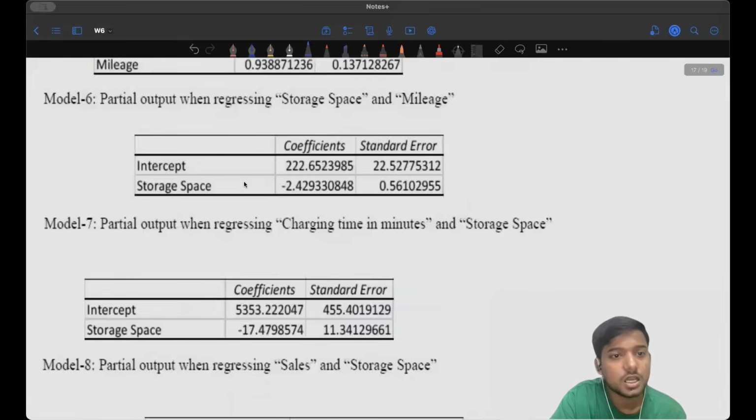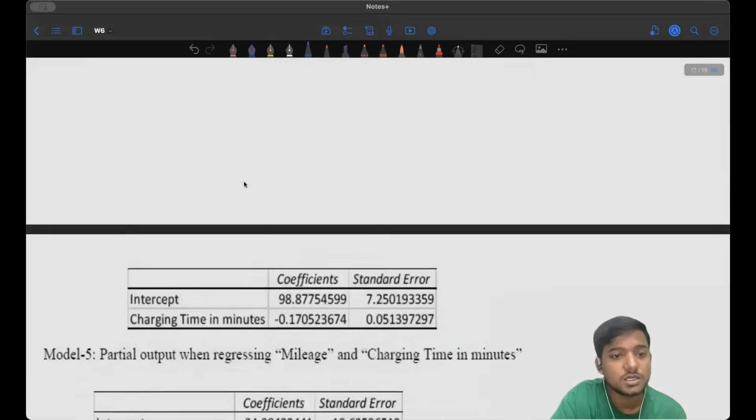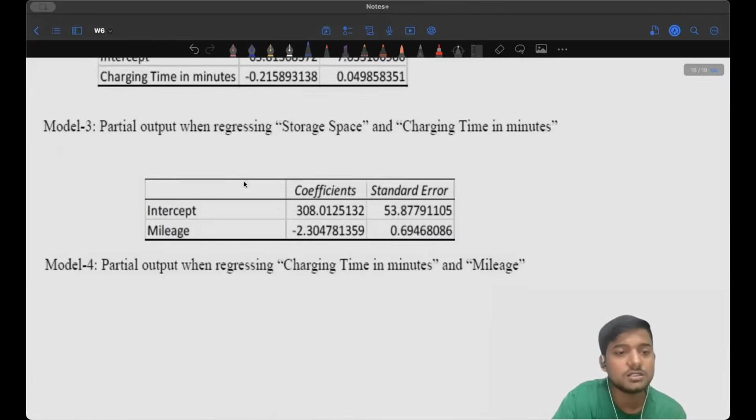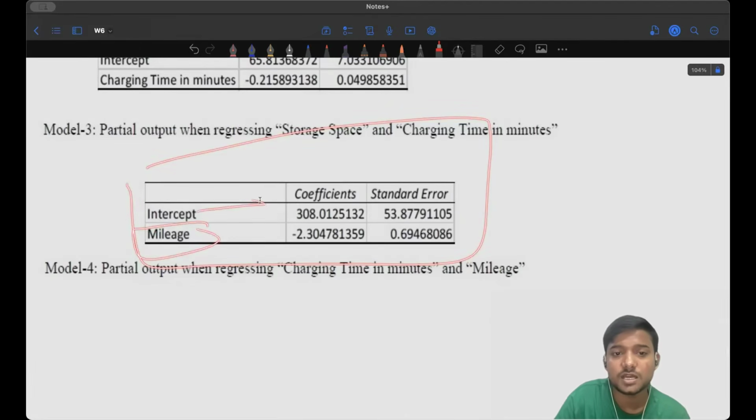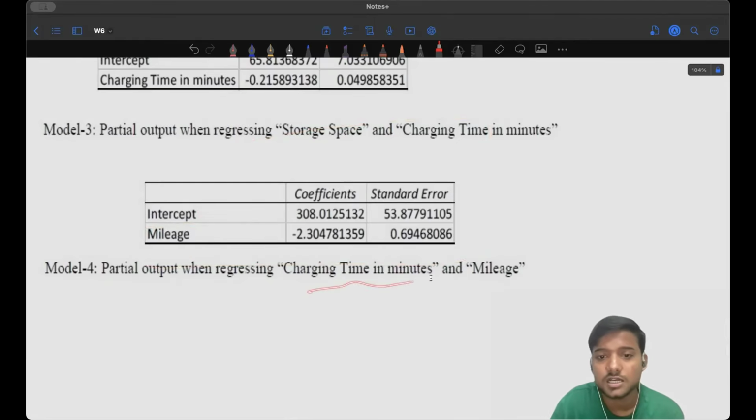In any output we can see, x1 is the input variable. That means these things which you are seeing, intercept and mileage, are the input variables, right? If you remember, this is the coefficient part. So this is basically telling you this is my intercept and this is the variable. That means this is for charging time and mileage.